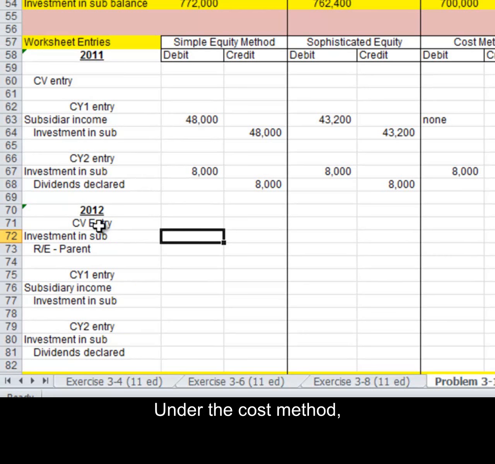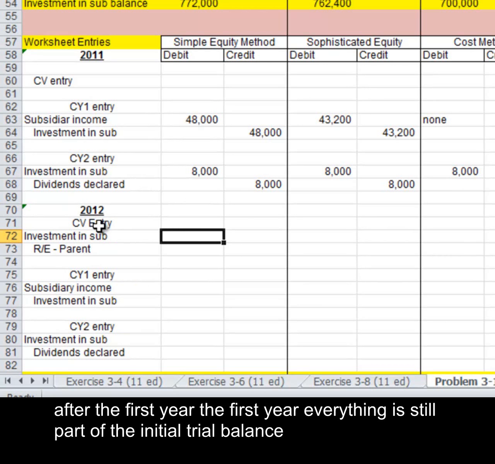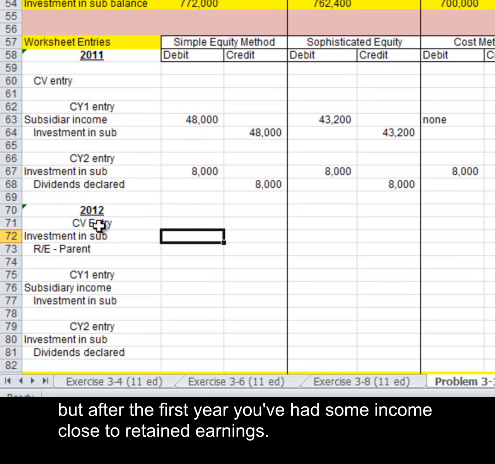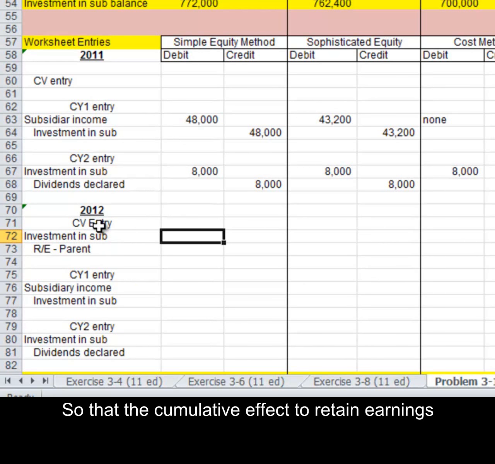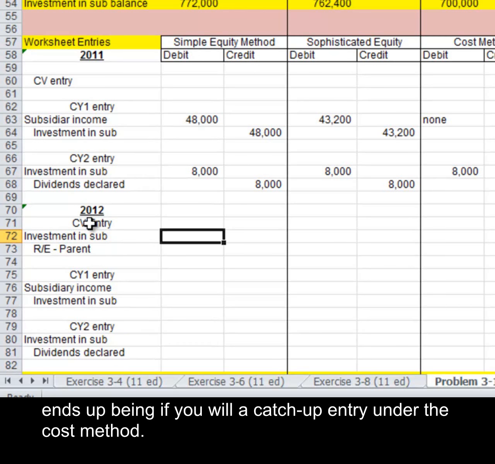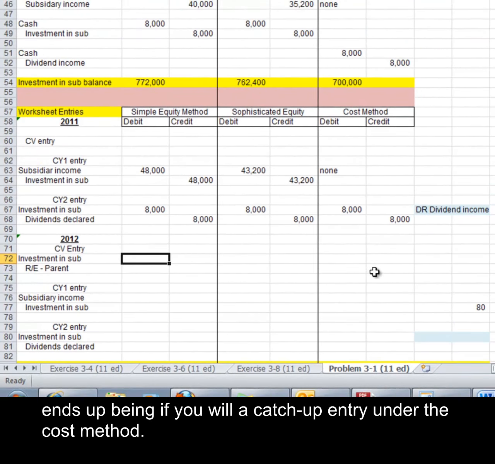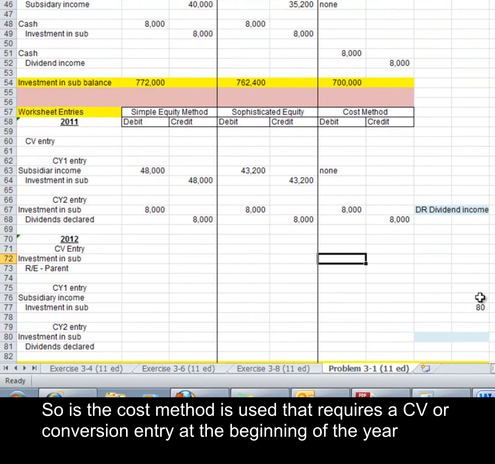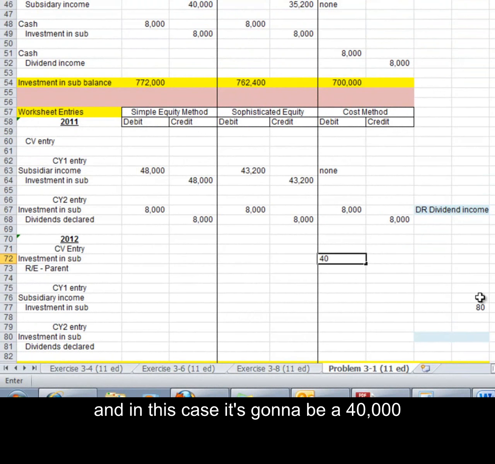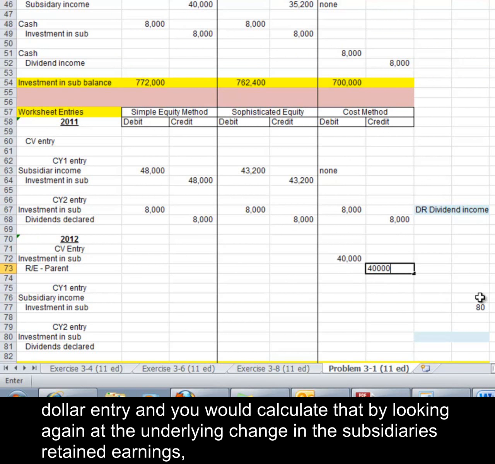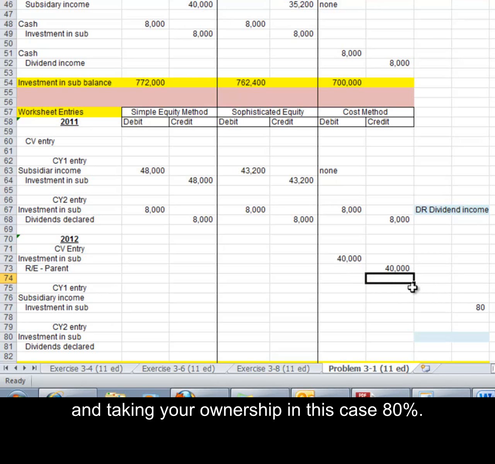Under the cost method, after the first year everything is still part of the initial trial balance, but after the first year you've had some income close to retained earnings. So that cumulative effect to retained earnings ends up being, if you will, a catch-up entry under the cost method. So if the cost method is used, that requires a CV or conversion entry at the beginning of the year, and in this case it's going to be a $40,000 entry. And you would calculate that by looking again at the underlying change in the subsidiary's retained earnings and taking your ownership, in this case 80%.